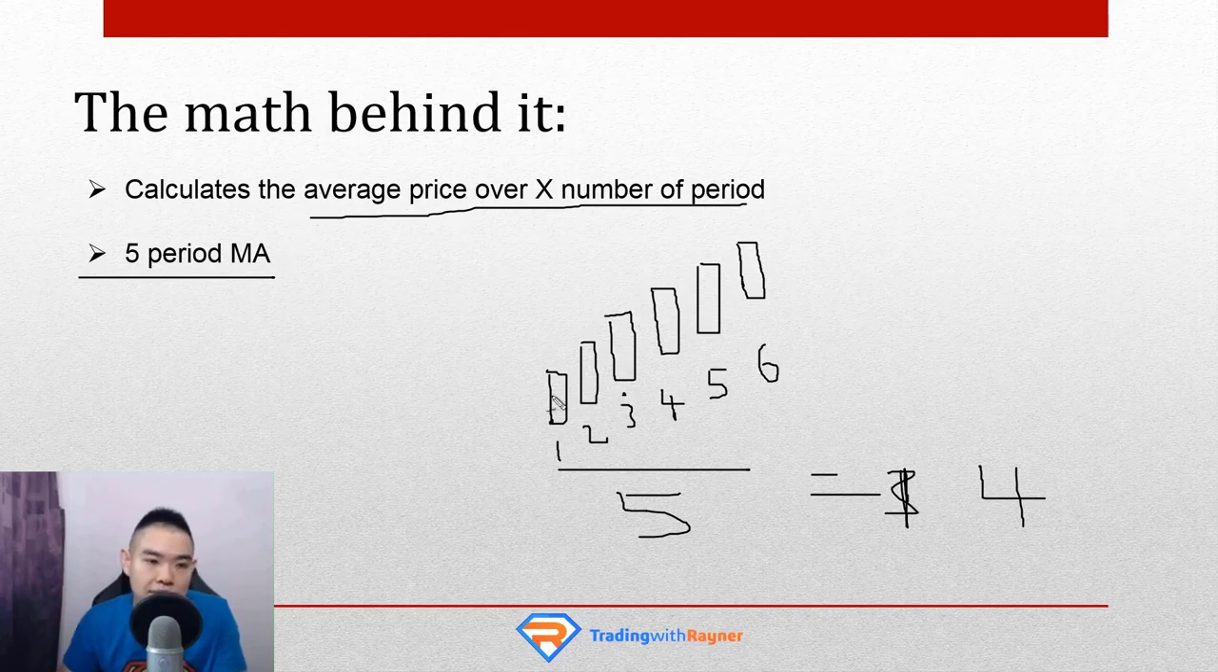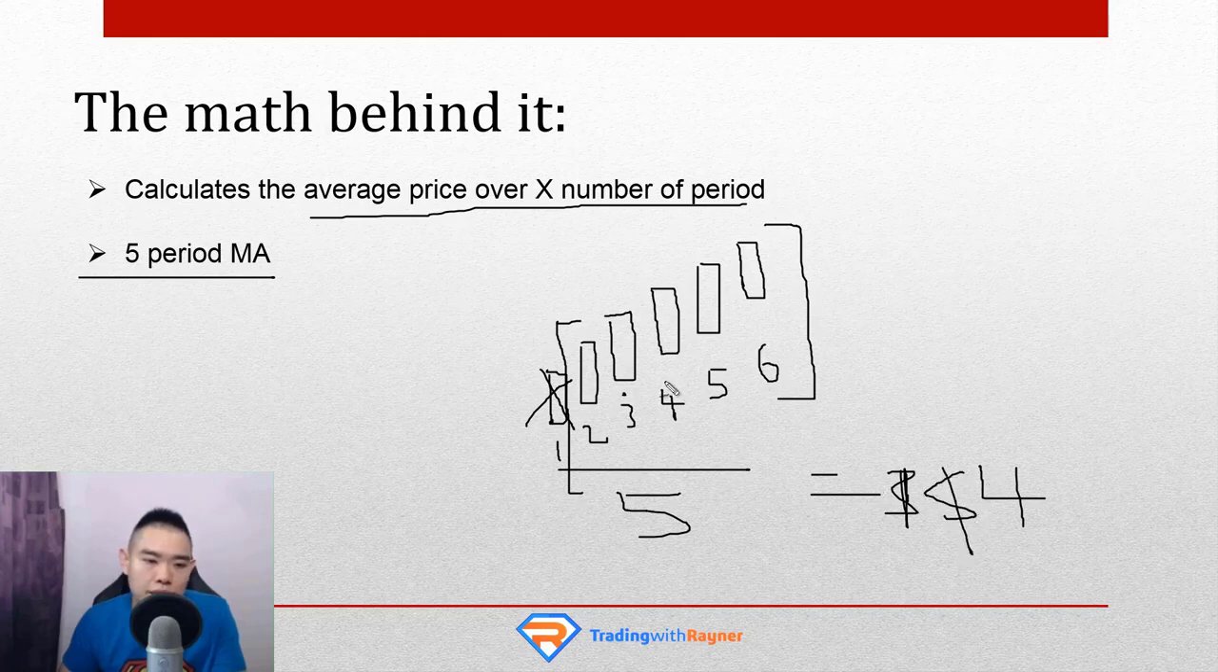So in this case, we have 6 candles over here. We will ignore this one, the oldest one. So these are the 5 most recent candles, from here all the way to here. So again, we just calculate the average of this total value here, 2 plus 3 plus 4 plus 5 plus 6, divide by 5, and you'll get $4.